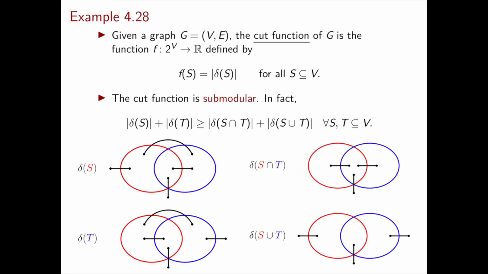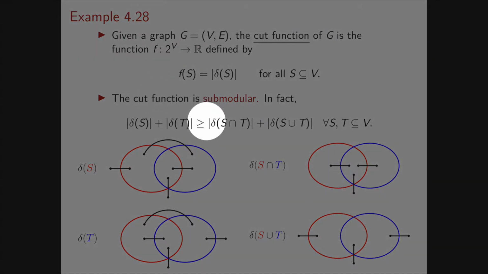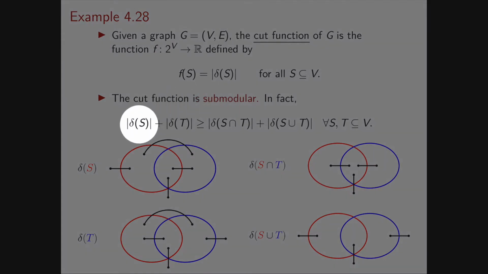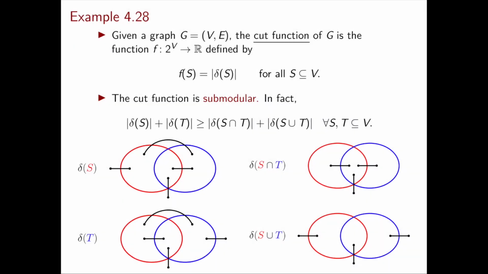So what do we have to do? Well, we have to check again this inequality. I just copied it from the previous slide, for every S and T contained, in this case, in V. Good, so we have to evaluate delta of S, delta of T, the cardinality of these sets, of course, and then delta of S intersected T and delta of S union T. And we can see immediately in these pictures that this inequality holds.